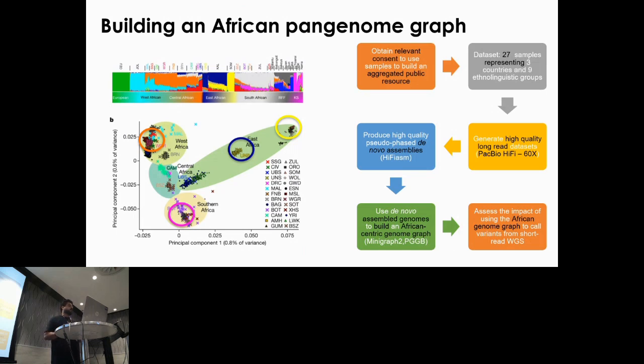Then we build other African graphs using the HPRC samples and also the HGSVC samples. Then we compare between the different graphs to assess our graph quality in identifying African-specific variants.